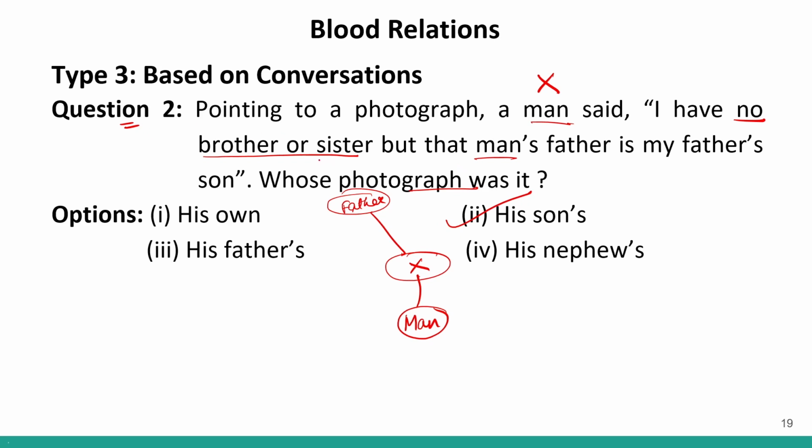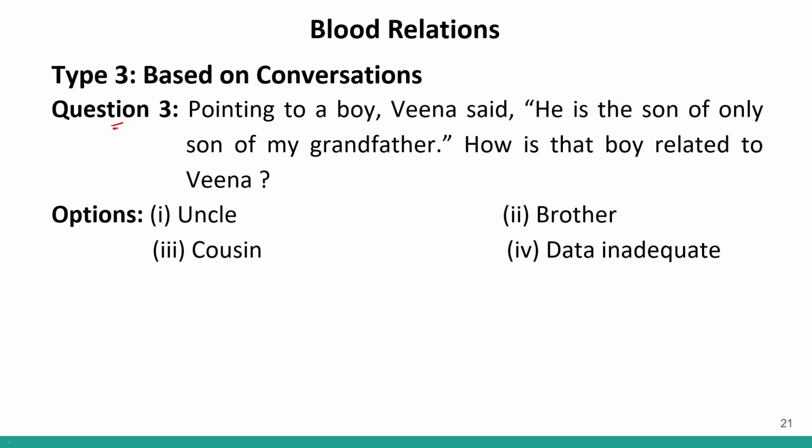If it was not mentioned in the question whether he has a brother or a sister, the relationship could be of a nephew. But over here, it is mentioned specifically that there is no brother or sister. That means it would be X himself and the photograph would be of his own son. So his son would be the answer. Okay. Question number 3.